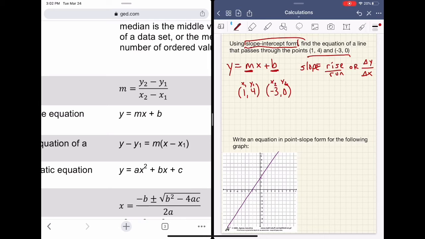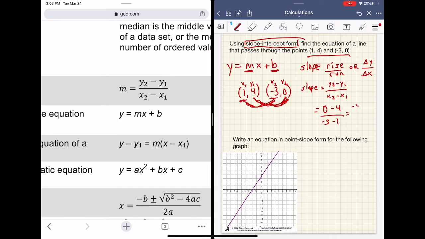Okay, and rise is change in y. So how much did we change going from here to here? Okay, how much did we change in our y coordinate? And then how much did we change in our x coordinate? And that's rise over run. So slope is equal to y2 minus y1, which is the change in y, over x2 minus x1. So let's just plug in our numbers. That's going to equal 0, which is y2, minus 4, which is y1, over negative 3 minus 1. That's x2 and x1.